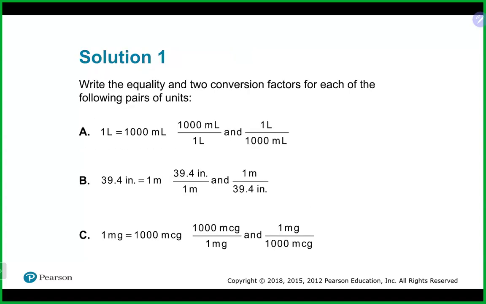So we'll take a look at some of these here. 1 liter is 1,000 milliliters. And again, that is one that we do use a lot. So you might want to commit that one to memory, because it really does pop up a lot in chemistry. So you'll use it a lot.